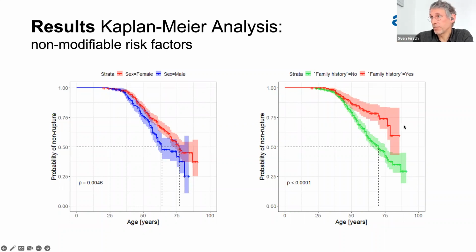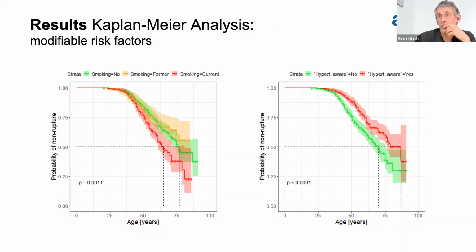Second one, here you see, for example, the family history. That's the screening effect that we saw. Interesting, like the modifiable risk factors, you can see differences between smokers and non-smokers. You can also beautifully see the differences if somebody is hypertension aware, yes or no, and how the dynamics of the disease are different.